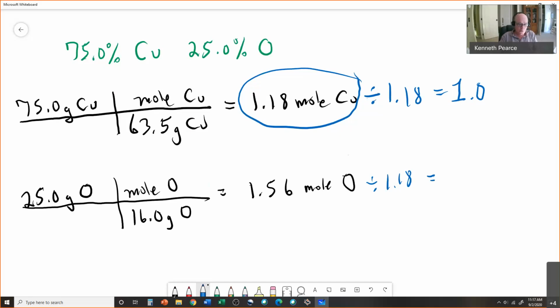And I get 1.32. Or we'll just go out one decimal. Okay, and so what we have to do is round. Now, as long as we're 3 or less, we just go ahead and round it down.